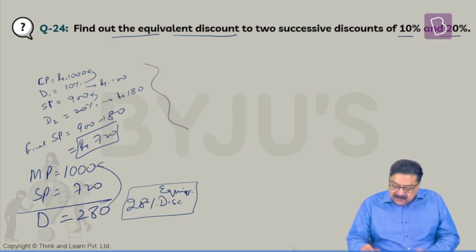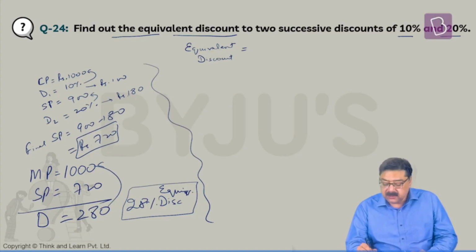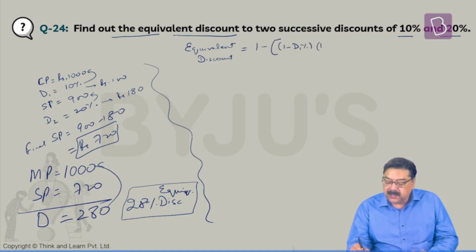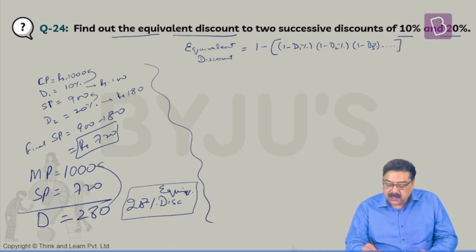Now how do you find this out? The equivalent discount for successive discounts shall be 1 minus D1% discount, into 1 minus D2% discount, into 1 minus D3% discount, just in case more than two discounts are given. So this is how it has to work out. So let us employ this.